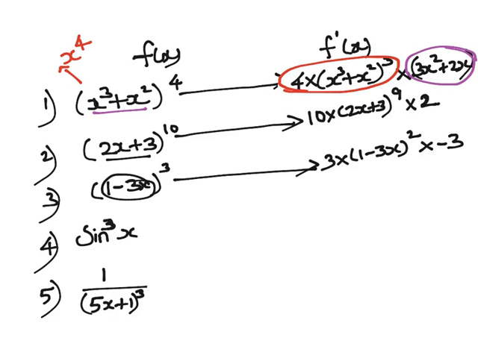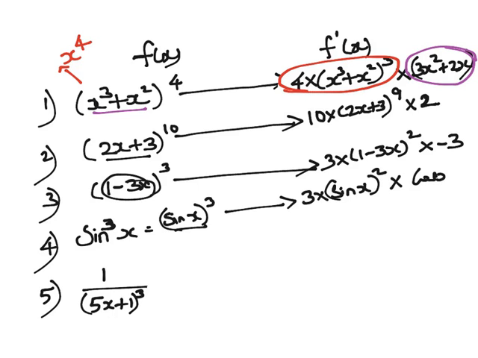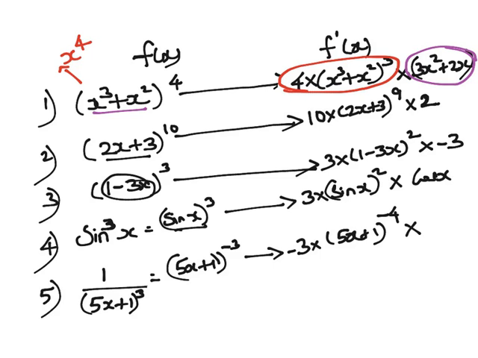Okay, let us look at sine cube x. I can write sine cube x as sine x the whole cube. Now this again looks like x cube, so the derivative is 3 times sine x the whole square multiplied with the derivative of sine x, which is cos x. Finally, this one can be written as 5x plus 1 raised to minus 3. So the derivative will be minus 3 times 5x plus 1 power minus 4 multiplied with the derivative of 5x plus 1, which is 5. Okay, so I hope it's clear now.